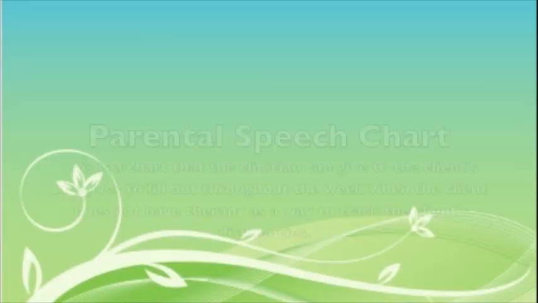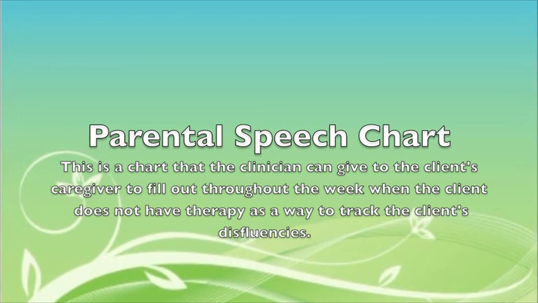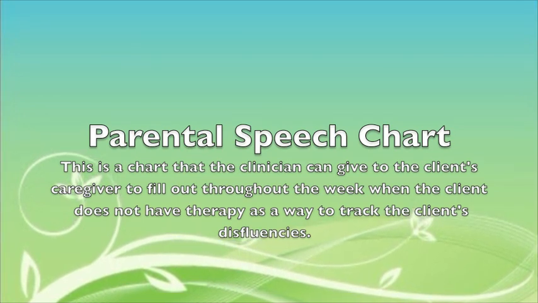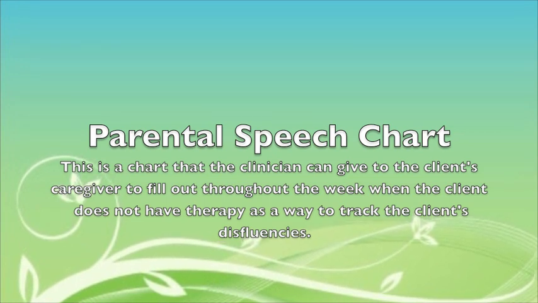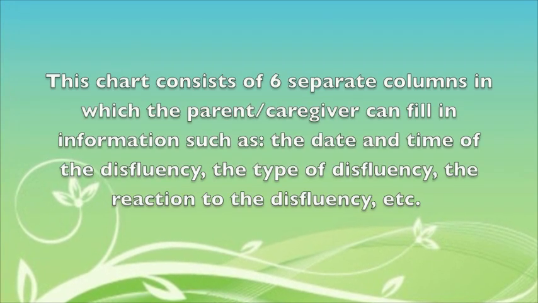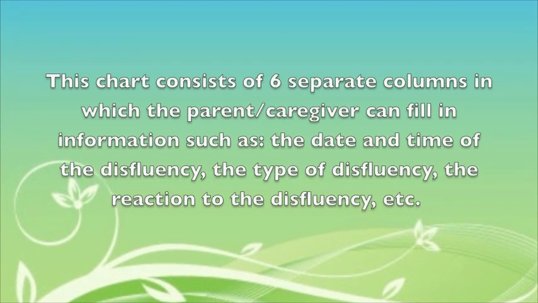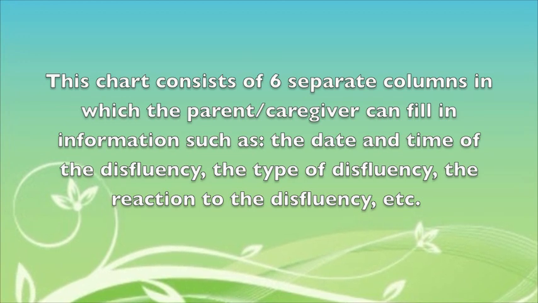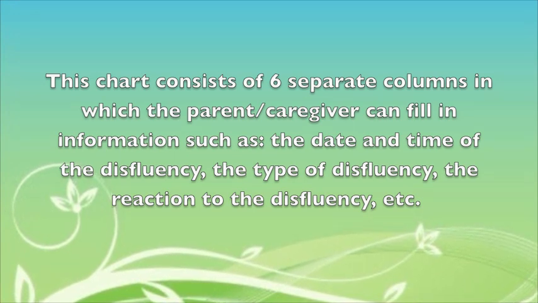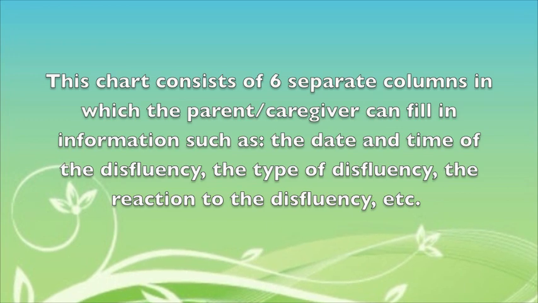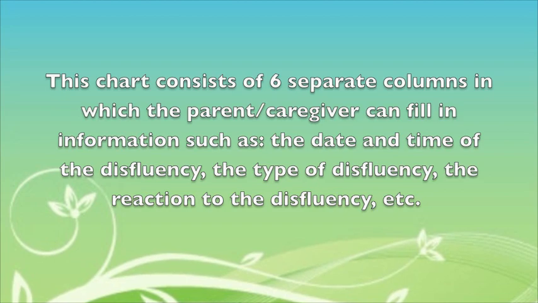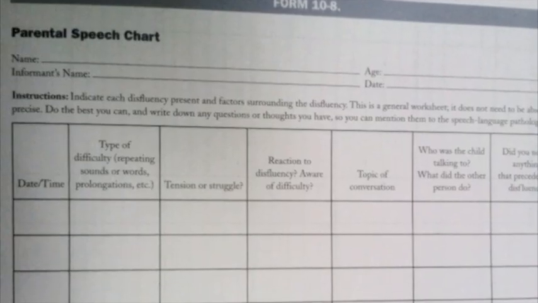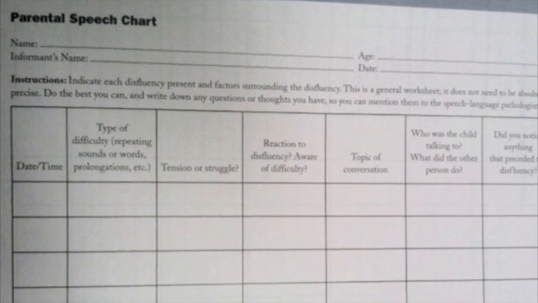Good job. The parental speech chart is a chart that the clinician can give to the client's caregiver to fill out throughout the week when the client does not have therapy, as a way to track the client's disfluencies. This chart consists of 6 separate columns in which the parent or caregiver can fill in information such as the date and time of the disfluency, the type of disfluency, and the reaction to the disfluency. This is an example of a parental speech chart.